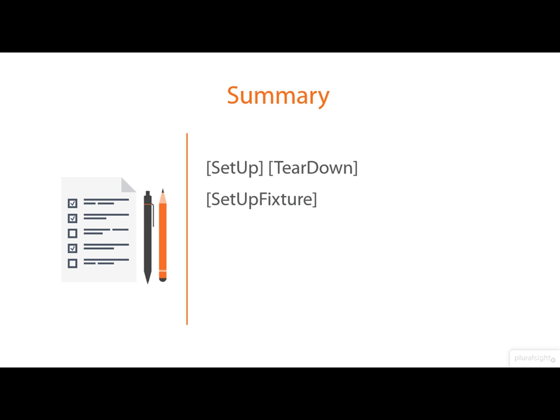We then saw how we can run code before all tests in a specific namespace, or all the tests in the entire assembly, by creating a new class, decorating it with the setup fixture attribute, and then creating setup and teardown methods within it. Next, we learned about some of the ways we can write data-driven tests.